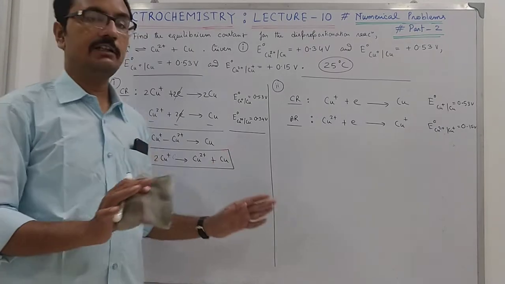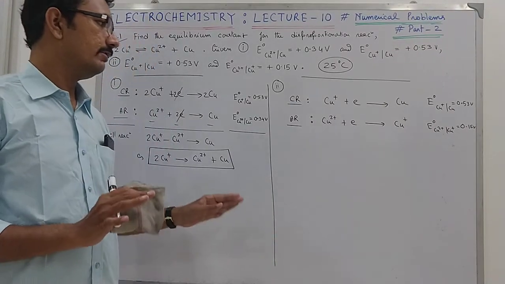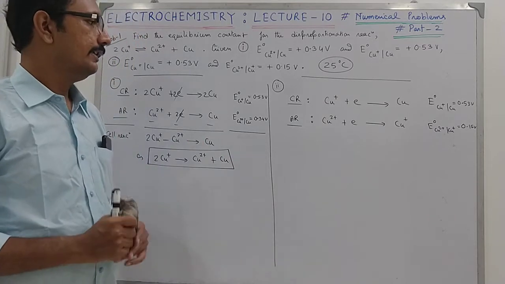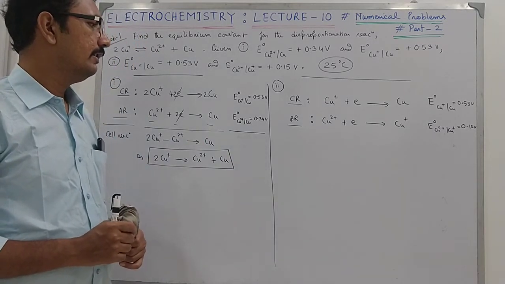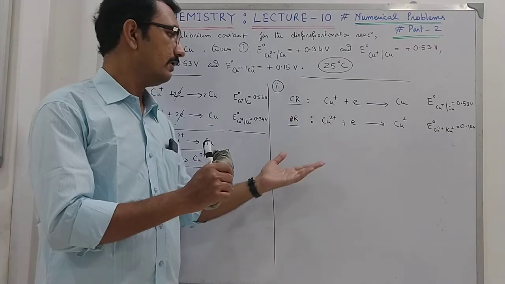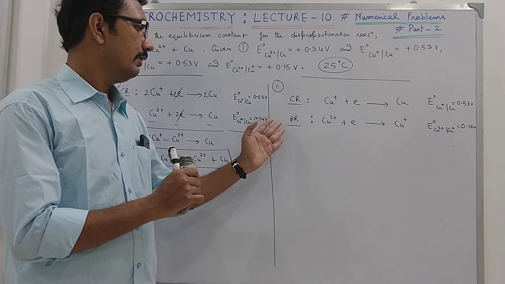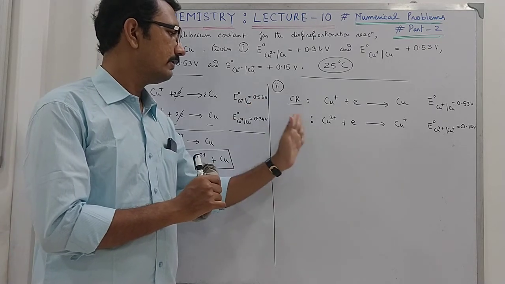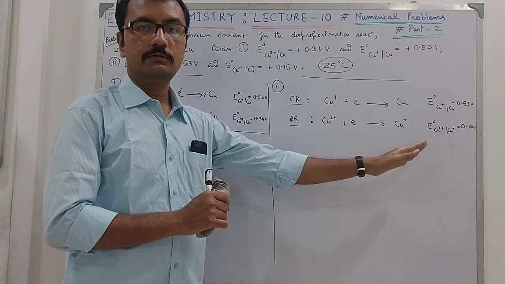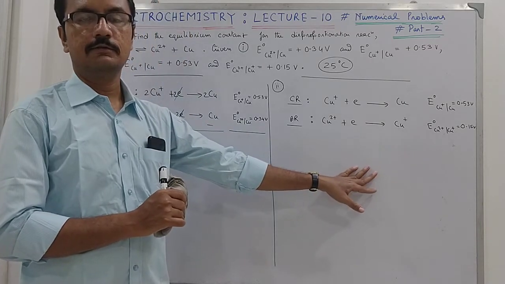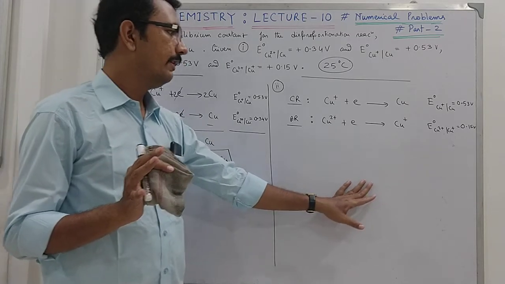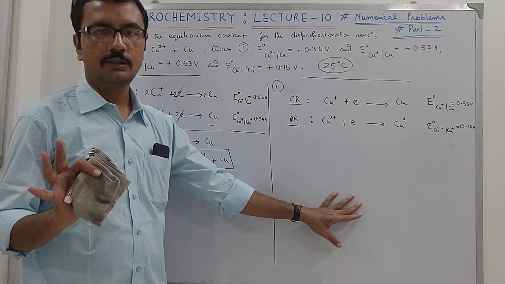Now I have told this several times in the previous lectures that one may ask, and you people may also ask, that in the anode oxidation is occurring. You have just now told that in the anode oxidation occurs and you are writing reduction here. Why are you misleading us? No, I am not misleading you. It is a formality. How?